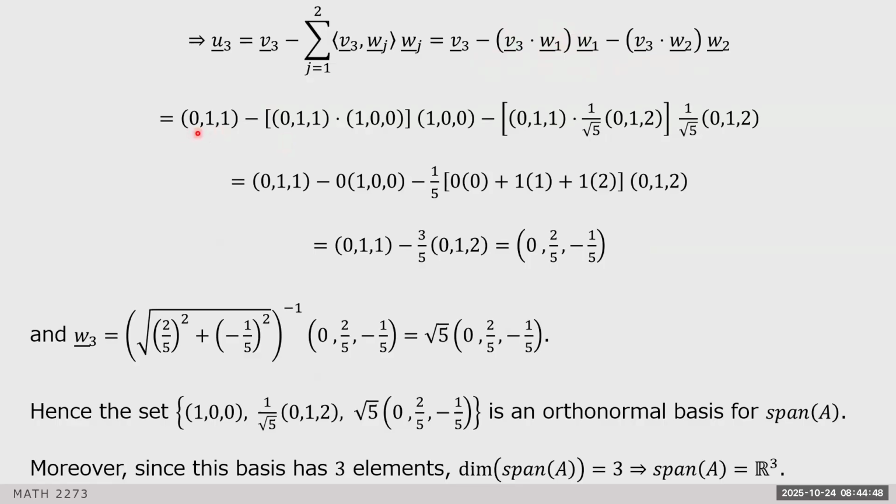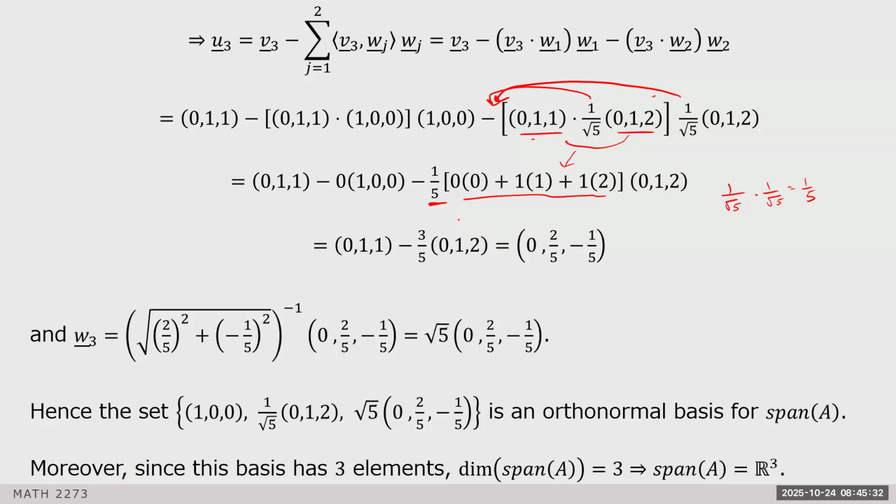So this is V3 minus V3 dot W1 multiplied by W1, minus V3 dot W2 multiplied by W2. Again, it's better to keep the roots outside, because when we do this calculation we can pull this stuff out. So this guy goes out and this guy goes out, and you get 1 over root 5 by 1 over root 5, which of course is 1 over 5. That's this 1 over 5 you see out front. And this is just the dot product of these two vectors.